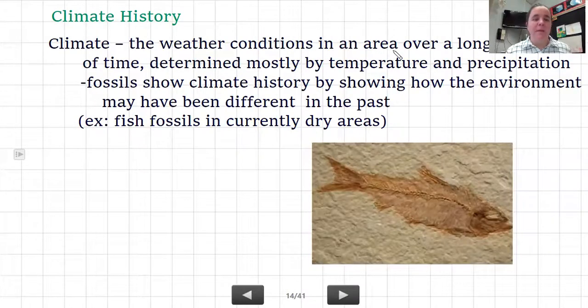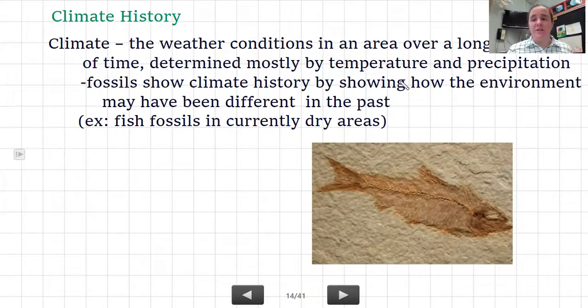Hi, eighth grade. And we're looking at fossils and the fossil record. We looked at how fossils are formed. We talked a little bit about why we care about them, and that we can learn about our Earth's history by studying fossils. So other things that we can learn by studying fossils are the history of the climate.